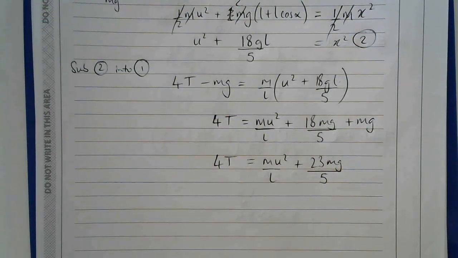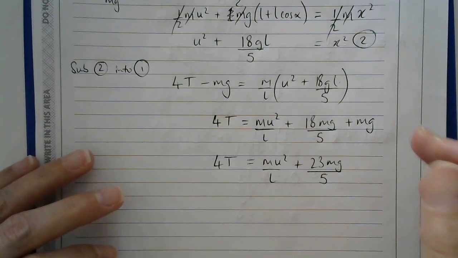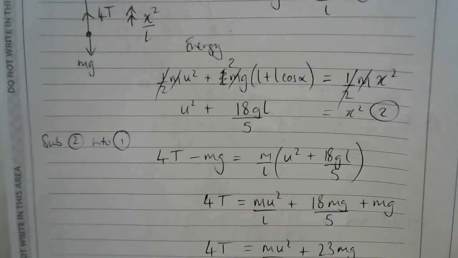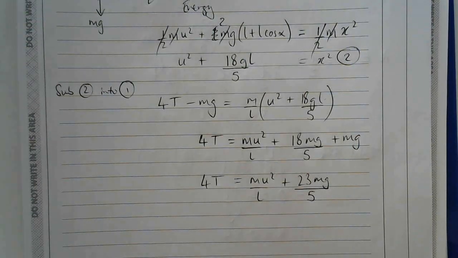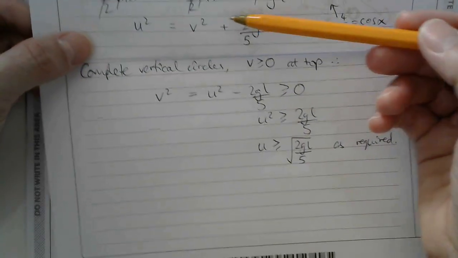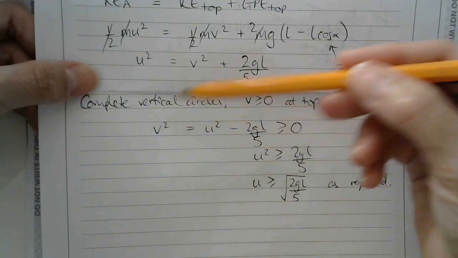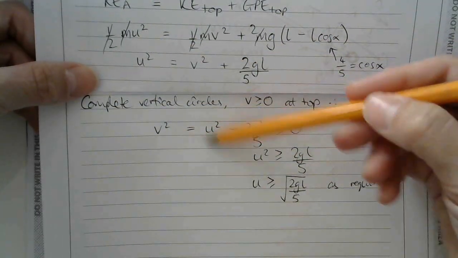Then I'll look at the particle when it's actually at the top of the circle, and I already have an expression for what the speed was there. At the top, I did this work in part A, so I can get that v squared is u squared minus 2gl over 5, this expression here.